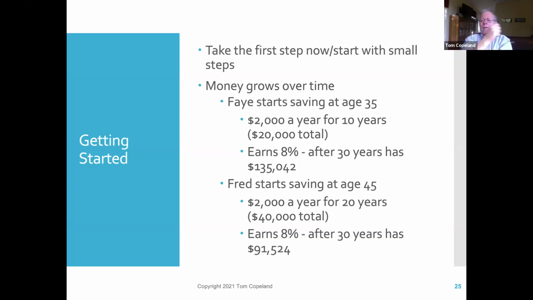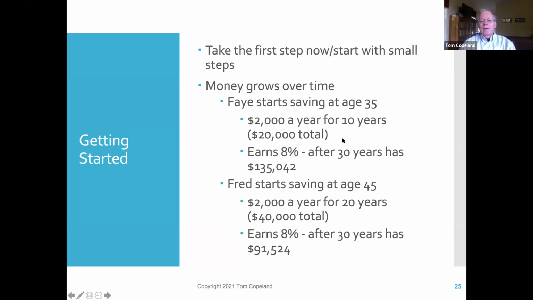Here's the example. We all know that money grows over time. Faye and Fred are twins. Faye starts saving for her retirement at age 35. She saves $2,000 a year for 10 years. She's saved a total of $20,000. Let's just pretend that her money earns 8% each year. There's no guarantee here. After 30 years, she'll have $135,000.